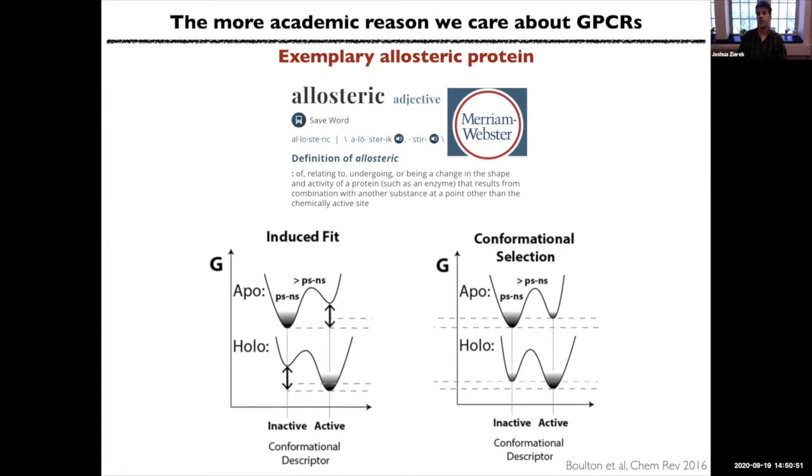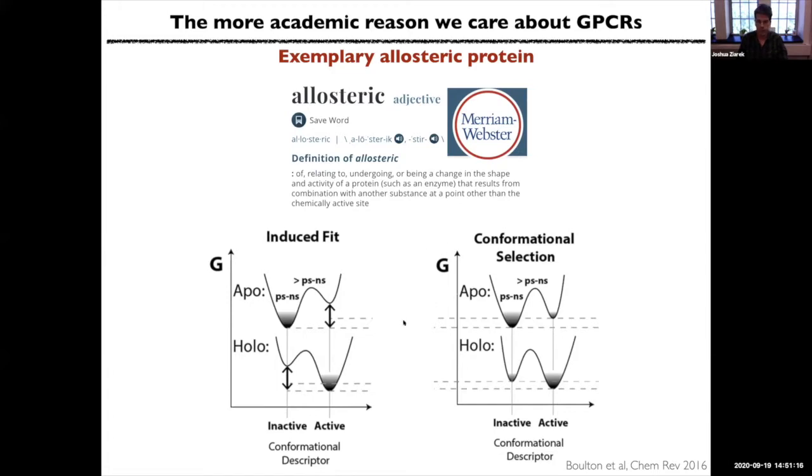The other reason that we care about GPCRs is they're just really cool. They're exemplary allosteric proteins. Merriam-Webster has this beautiful definition of allostery as something that is relating to, undergoing, or being a change in the shape and activity of a protein that results from combination with another substance at a point other than the chemically active site. Okay, so other than the orthosteric site.